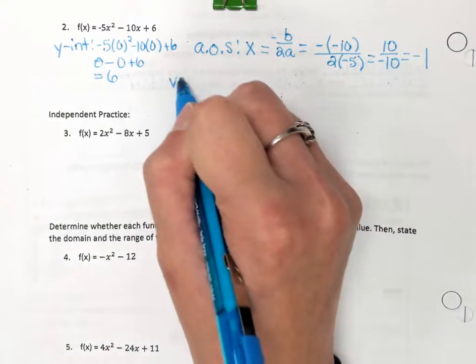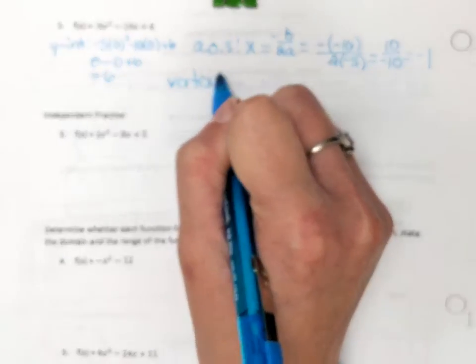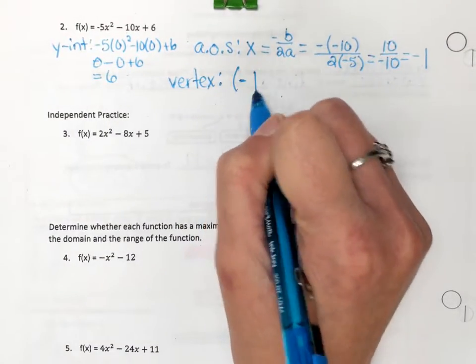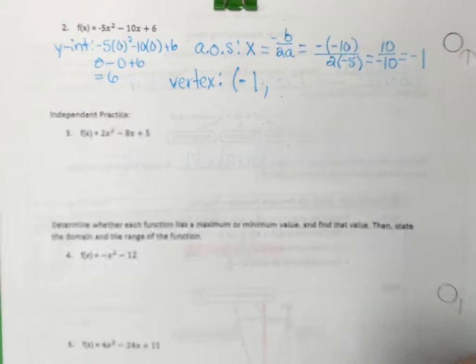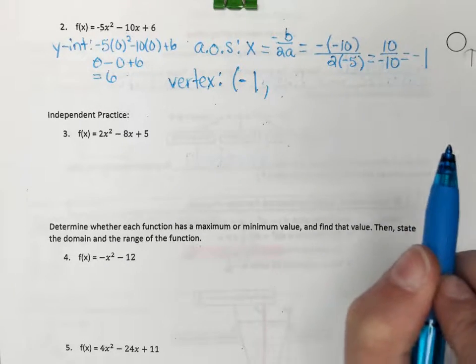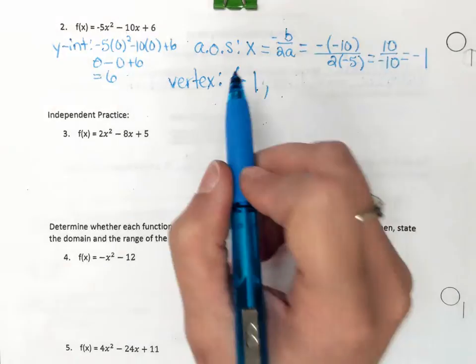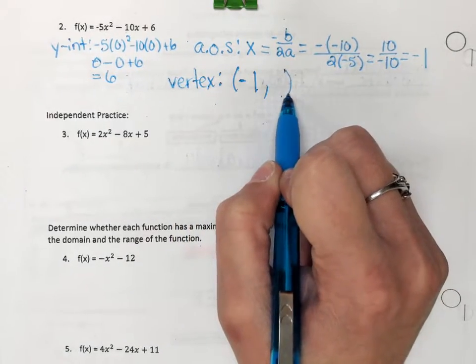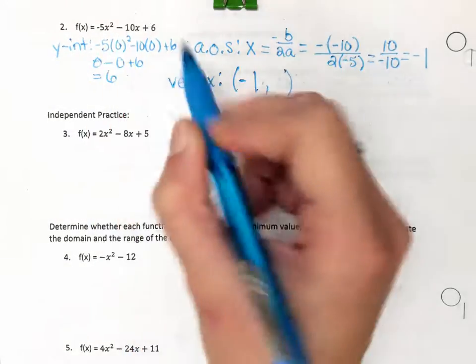Then it told you to find your vertex. But that's easy because I've already found half of it. My x value is -1. Y'all okay? All right, so then how can I find my y value? Plug it in, plug it in. There you go.